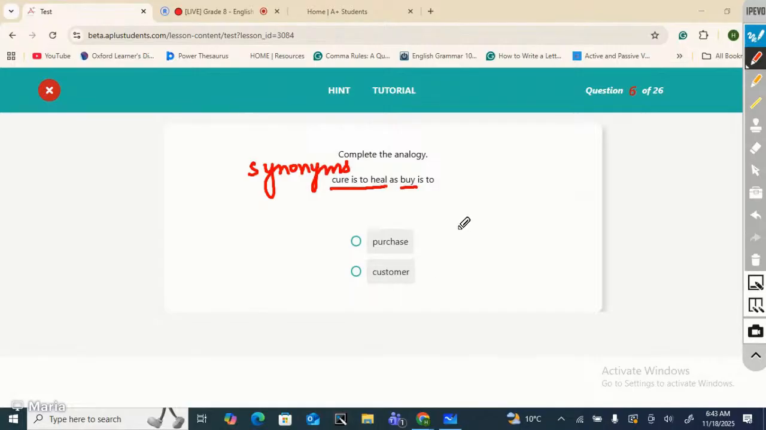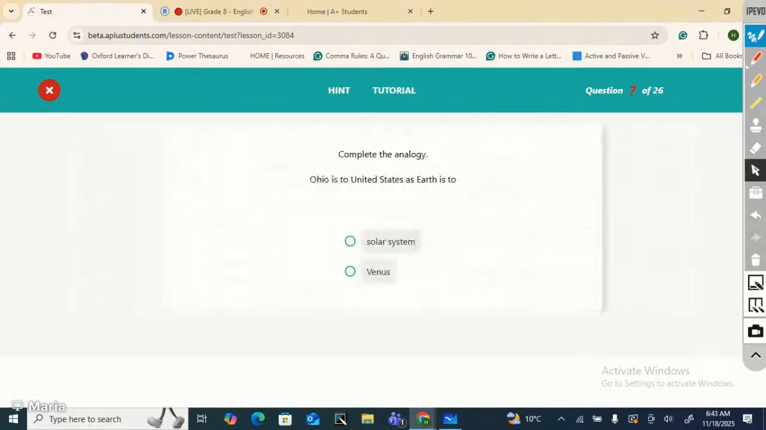Again, it's easy for you to decide, to guess. Buy and purchase are synonyms. So let's select it. You have to guess the relationship between the pairs of words. One pair of words, then guess it for the other one.